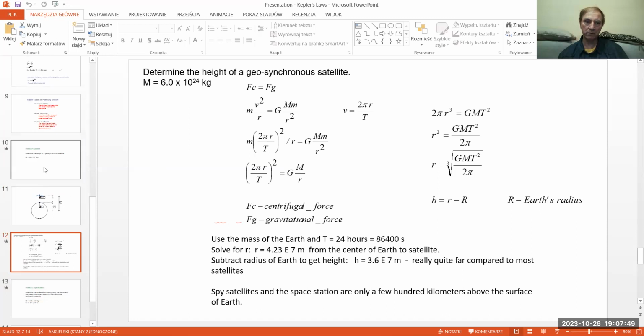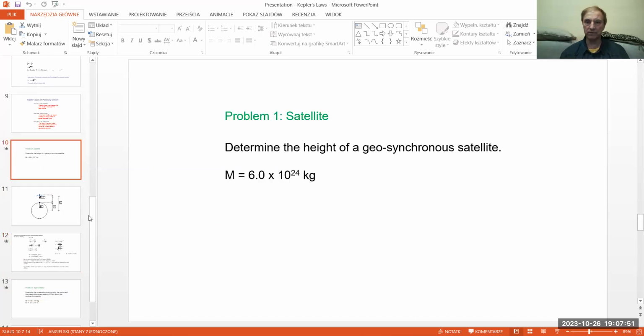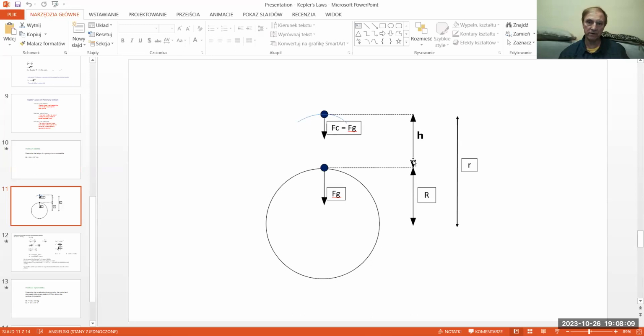So I would like to emphasize, and I would like to sensitize you to understand what is given and what we are looking for. Determine the height. It means that we are looking for this h.